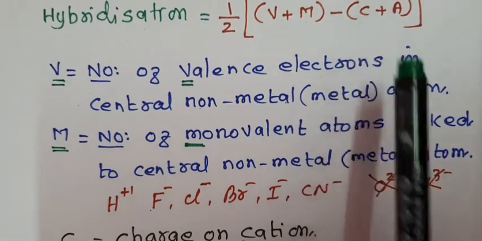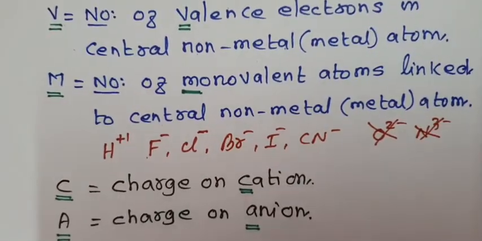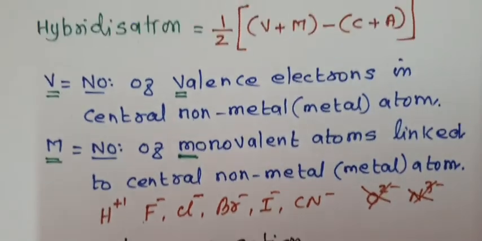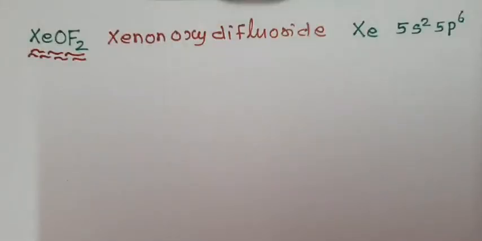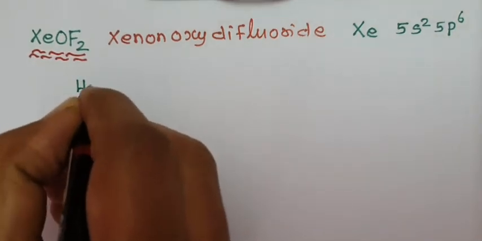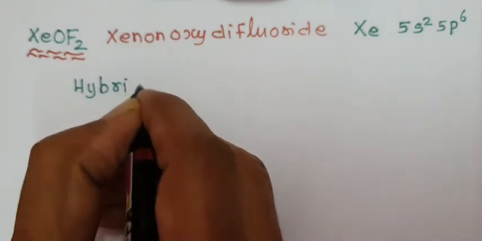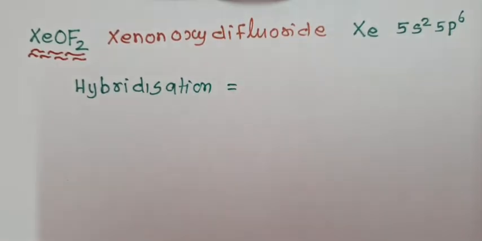What is C? Charge on cation. What is A? Charge on anion. Using this formula, we can calculate the hybridization of most compounds. Now come to our example compound, xenon oxidifluoride. Hybridization is the intermixing of orbitals of equal energy.